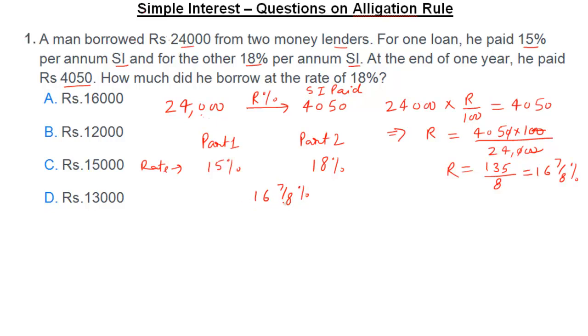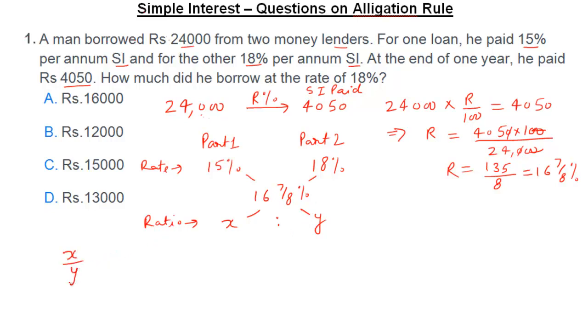That has to be written in the middle, and then here you will write x is to y, the ratio in which he has divided this money. So here I have written the ratio. Okay, so once you write in this way, you can apply the alligation rule. This is an important point that you have to notice.